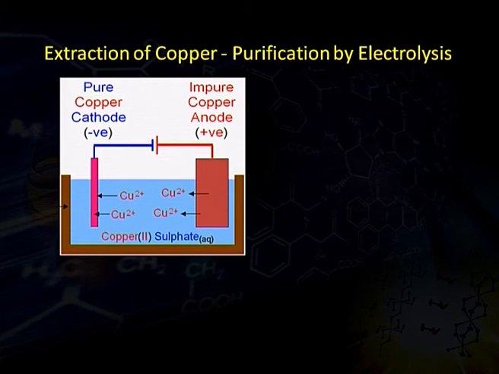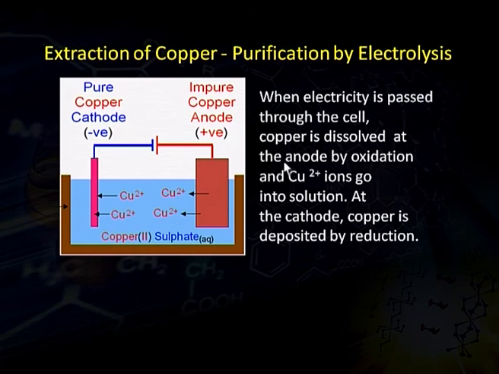Let us see how the purification of copper can be done by using the electrolysis process. The rod of impure copper is working as the anode. It is the copper cathode. The electrons are being transferred from the anode to the cathode. The electrons are received on the cathode.